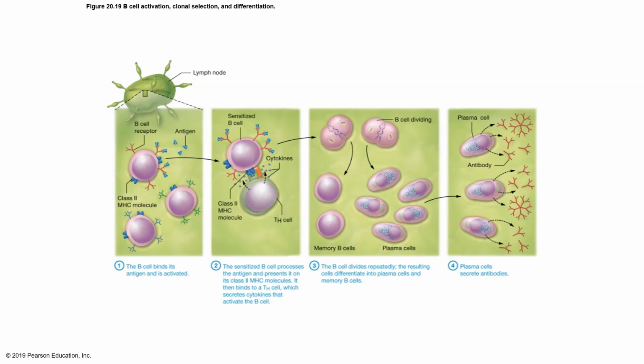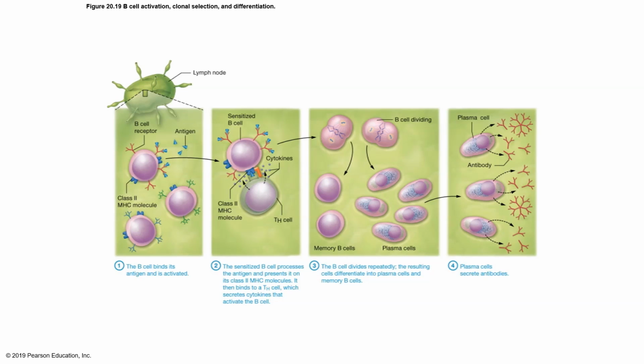The B cell then divides repeatedly through mitosis, and the resulting cells differentiate into plasma cells, which can start secreting antibodies, and memory B cells. Memory B cells will stay dormant in the circulation until another exposure occurs. And once those plasma cells are formed, they start secreting antibodies that are specific and unique for that antigen that initially activated it in the first place. So that's basically our humoral or antibody-mediated immunity.